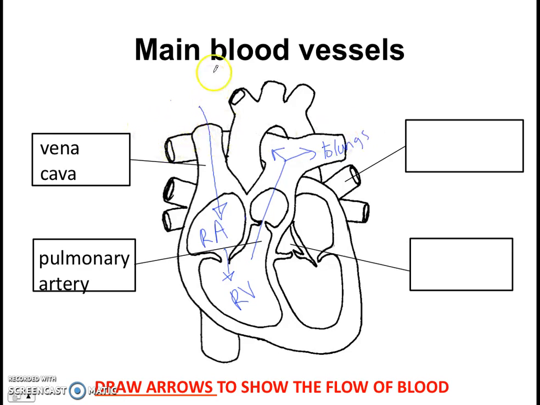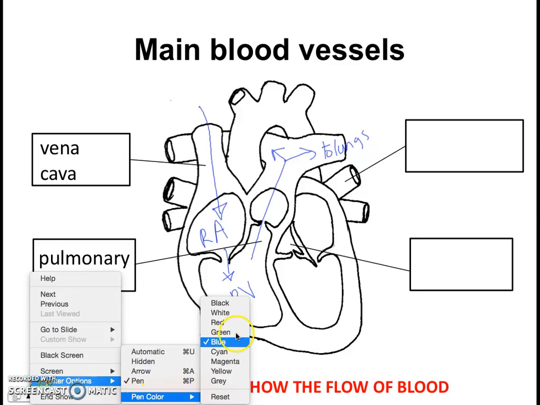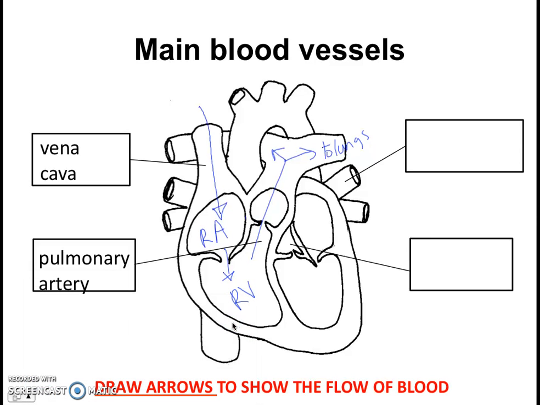Right? So this goes to the lungs to pick up oxygen. So the blood will go to the lungs, pick up oxygen. So now I'm going to change my pen color to red. I want you to draw along with me. Okay, so now blood has to come back into the heart from the lungs.